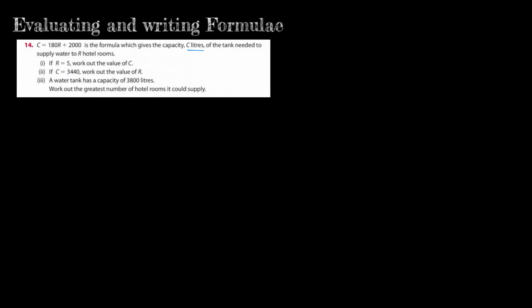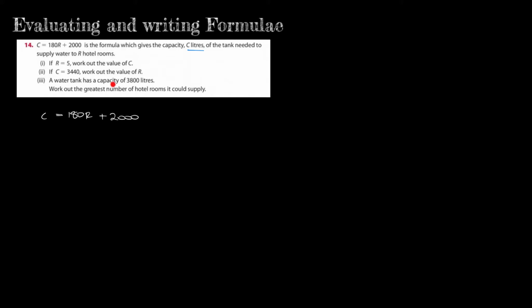So we're doing the same thing again. We're using the same formula again. So we're using the formula which is C is equal to 180R plus 2000. So we'll fill that in. C is equal to 180R plus 2000. Now have a read of the question.